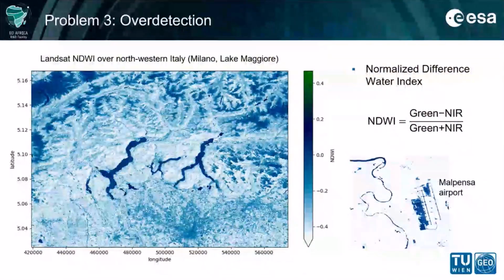Some areas also show very strong spectral characteristics similar to a water surface. So for example, if I just used the NDWI and made a plot of the river here and the airport area around Malpensa, then we would see that the Malpensa airport might also be mapped as a water surface area.